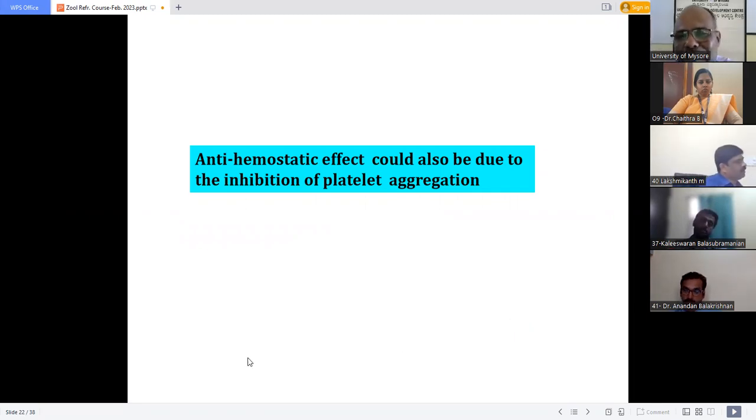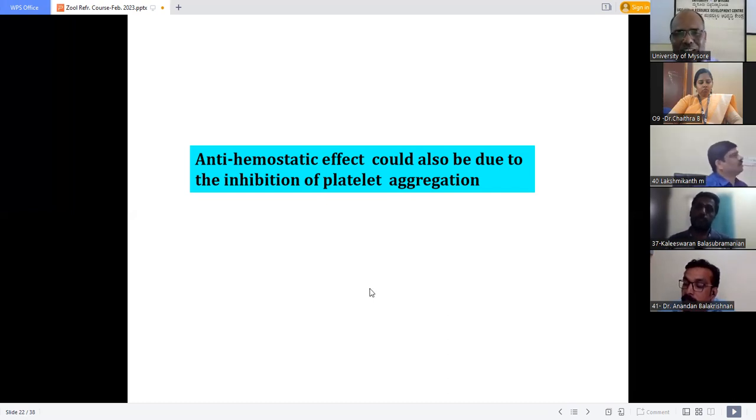And anti-hemostatic effect. So far I discussed the anticoagulant activity in terms of inhibition of plasma coagulation, inhibition of clotting of plasma, is it not? And the anticoagulant activity could also be due to inhibition of platelet aggregation.